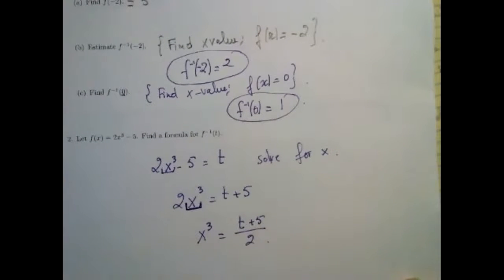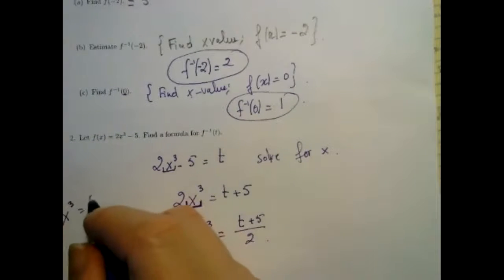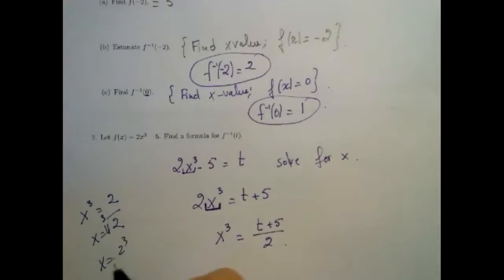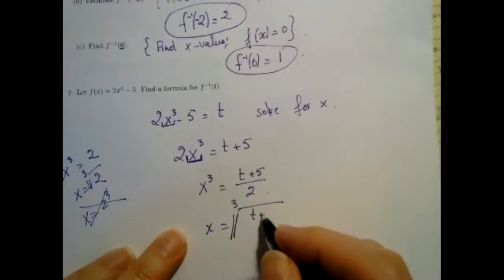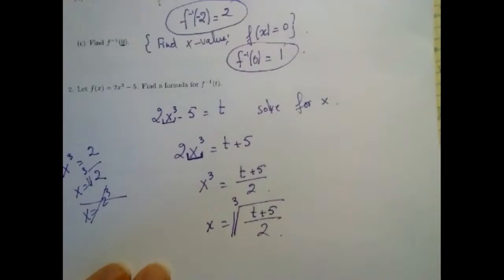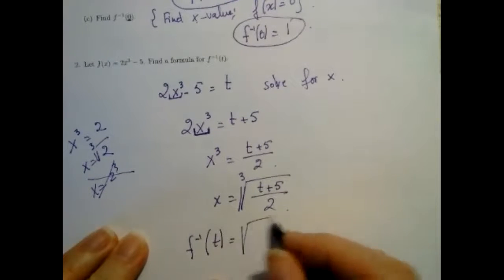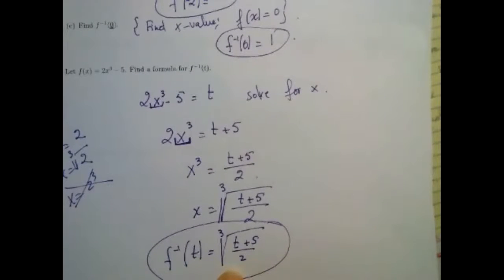Now I need to solve for x, and here some students did it wrong. How did they do it wrong? If x cubed, for example, is equal to 2, then x is the cubic root of 2. Some students put x equals 2 to the power 3. That's not correct. So x cubed equal to 2 means x is the cubic root of this. So now what is f inverse of t? F inverse of t would be equal to the cubic root of (t plus 5) over 2. It means if I know the output, this formula will give me the input.